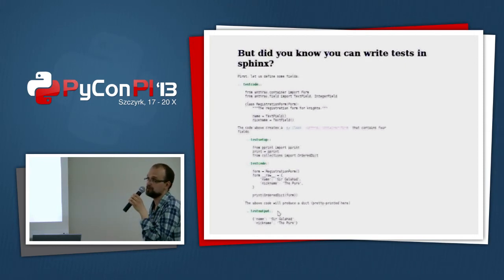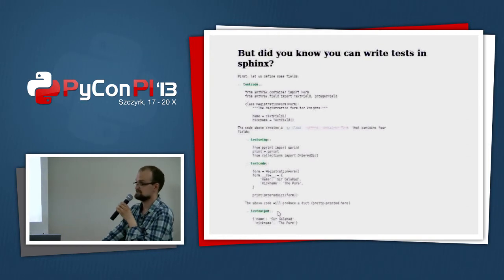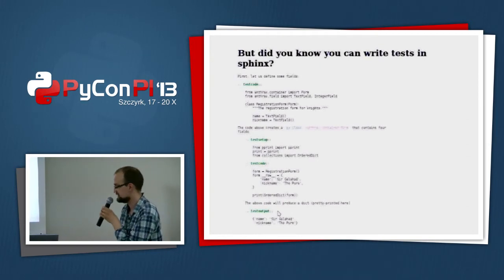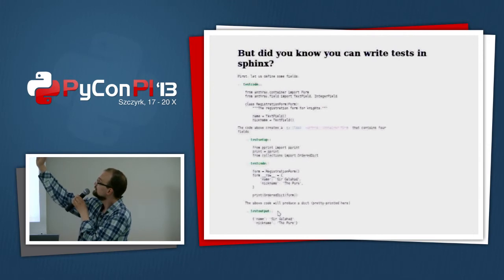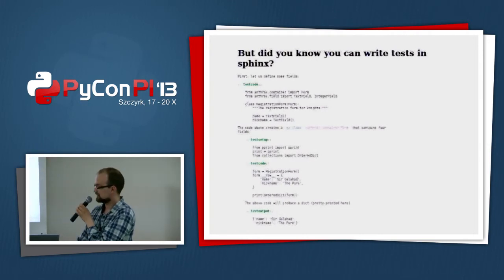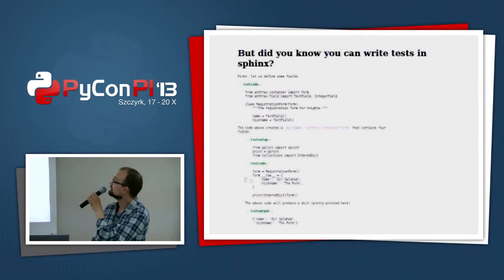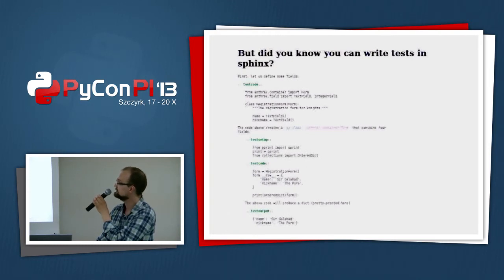And if we tell Sphinx to test our documentation, it would simply execute everything. First this, then this, then this, and it would check if the output is correct.